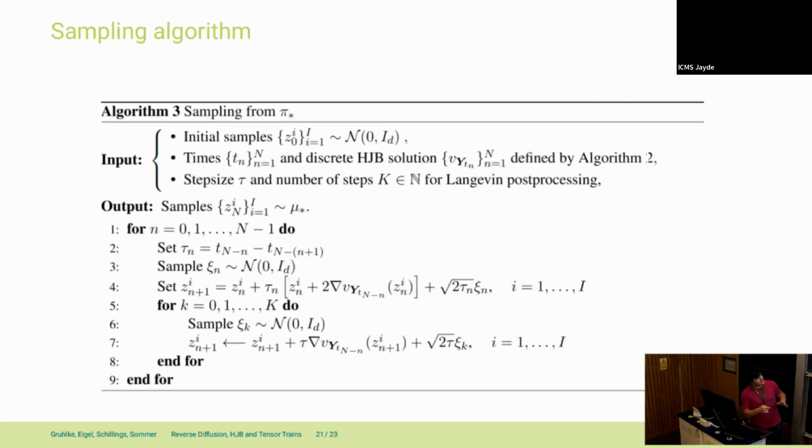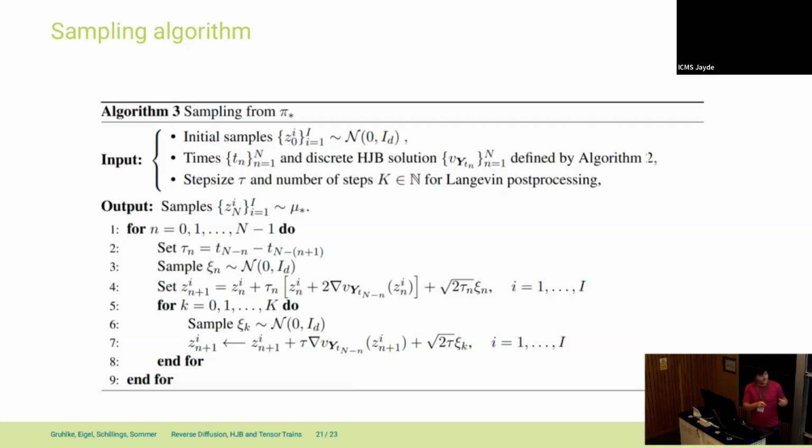Okay, so that brings me to this algorithm to sample, and maybe to a discussion we had yesterday on the Blackboard. Usually people use Euler-Maruyama discretization of the reverse process. Here the score appears in reverse time. And then what's done in practice is some type of Langevin post-processing, right?